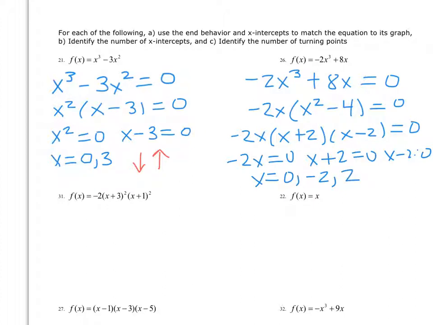So let's do the end behavior. We have an odd degree, and our leading coefficient is negative. So that means that it is going to go up on the left and down on the right.